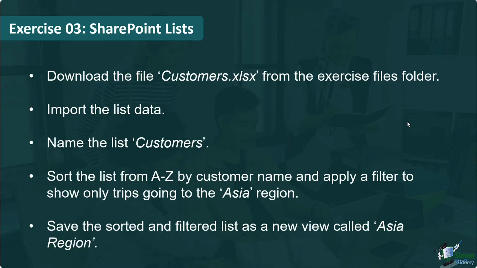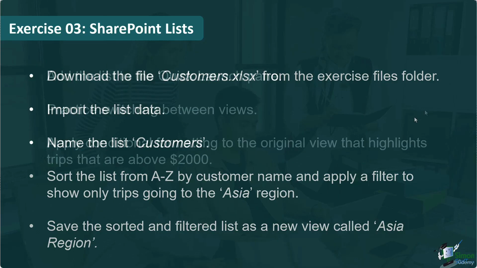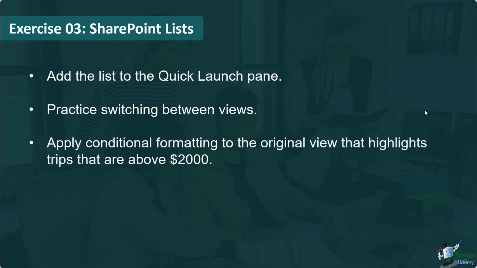And I'd like you to name the list within SharePoint customers. Once you've done that, I'd like you to sort the list from A to Z by customer name and apply a filter to show only trips going to the Asia region. And then I'd like you to save the sorted and filtered list as a new view called Asia region. I'd then like you to add that list to the quick launch pane to make it easily accessible via that navigation menu.